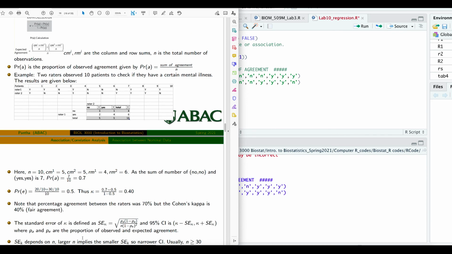What can you say about that? Note that the percentage agreement between the raters was 70%, right? But the Cohen's kappa is 40%. So it is a fair agreement. We would say fair agreement between the two raters. Okay, that's how we find out.